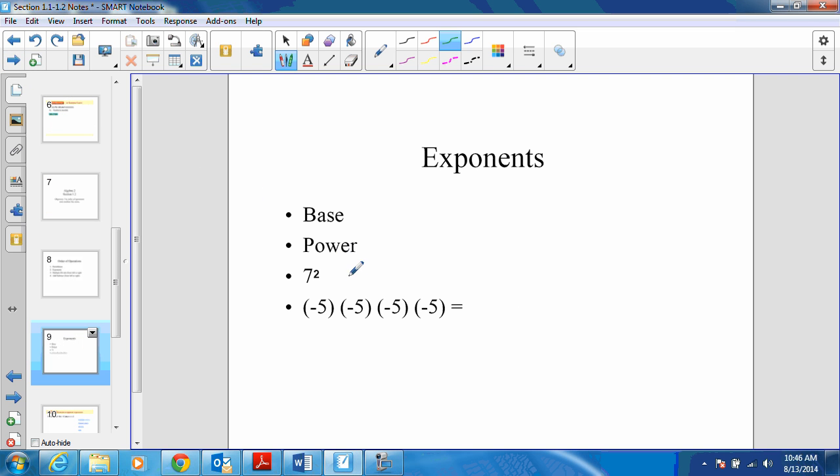If we talk about base and power, like this one, the base will be 7. The whole thing, the power of that would be 7 squared, but the exponent is 2. So that would be 7 times 7. Or negative 5 times 4 would be parentheses negative 5 to the 4th power.